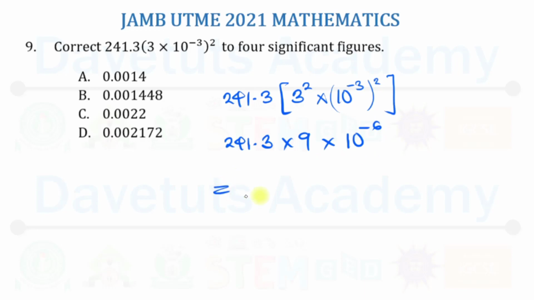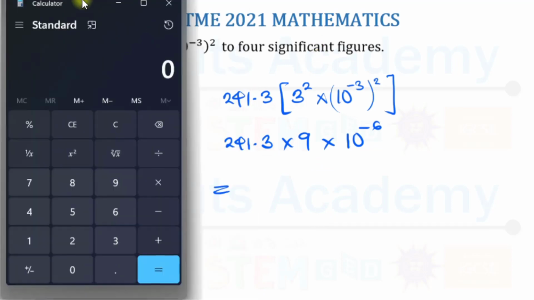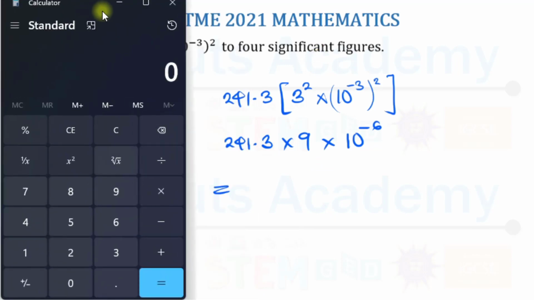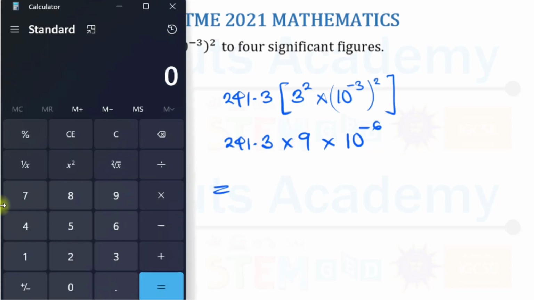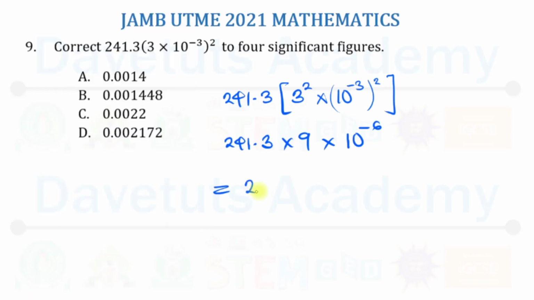So I think this is one of those questions in which we will do well to just use our calculator. This is the type of calculator you'll be expected to work with, okay? Just the basic calculator as found on the system. So we have 241.3 times 9. Okay, that's equal to 2171.7, but I'm having it multiplied by 10 raised to power minus 6.